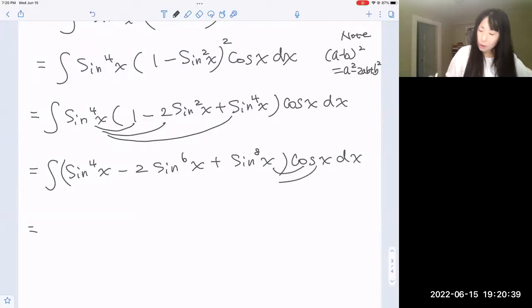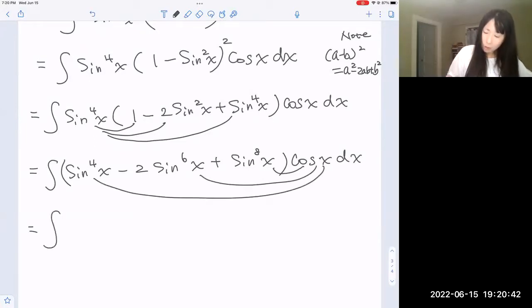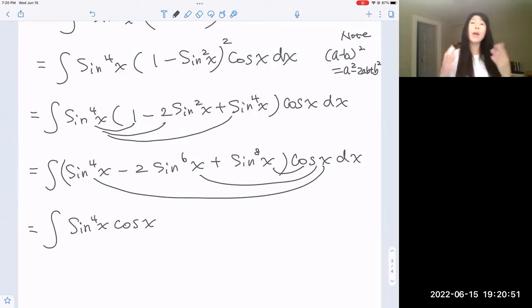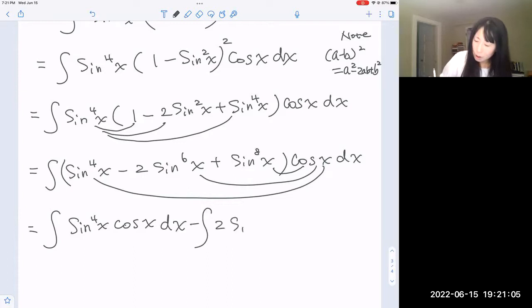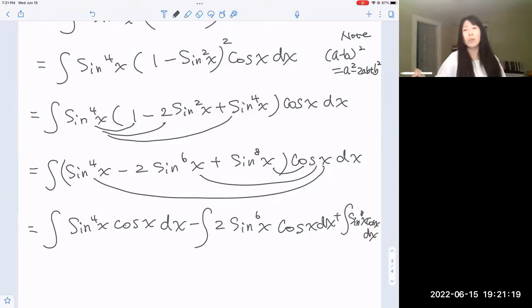Then distribute again. So we will have sine to the fourth power cosine x. Okay, since we have experience in exam number 1, let us integrate term by term. So I want to make this way. And we have 2 sine to the sixth power cosine x dx, sine to the eighth power, sorry, cosine x. Sorry about that.